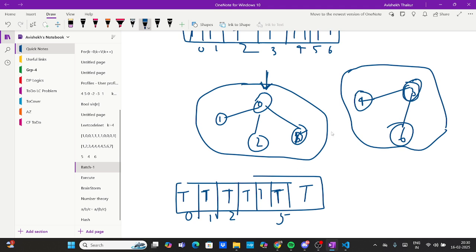Clear? Yes. We'll go to 4. 4 is already visited. 5 is already visited. 6 is already visited. So as soon as we find a node which is not visited, let's do a DFS and visit all the nodes in that component. That's what we do.